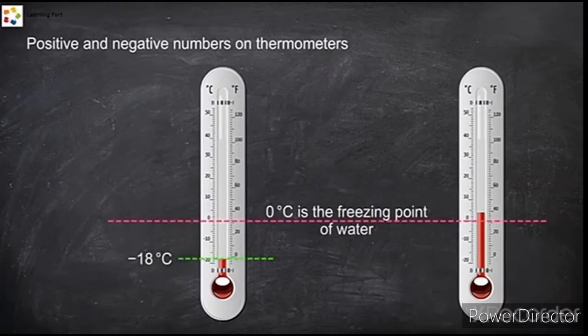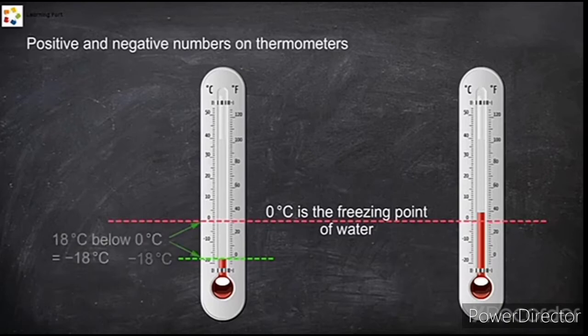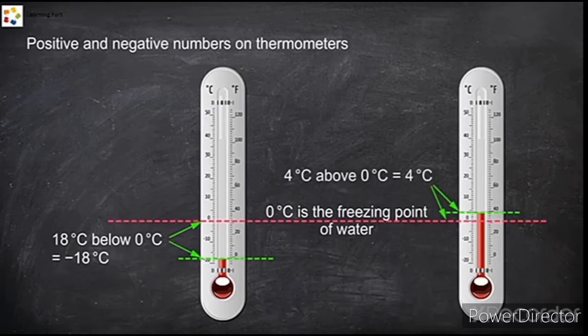Negative 18 degrees Celsius means it is 18 degrees colder than the freezing point of water. It is 18 degrees Celsius below 0 degrees Celsius. 4 degrees Celsius means it is 4 degrees warmer than the freezing point of water. It is 4 degrees Celsius above 0 degrees Celsius.